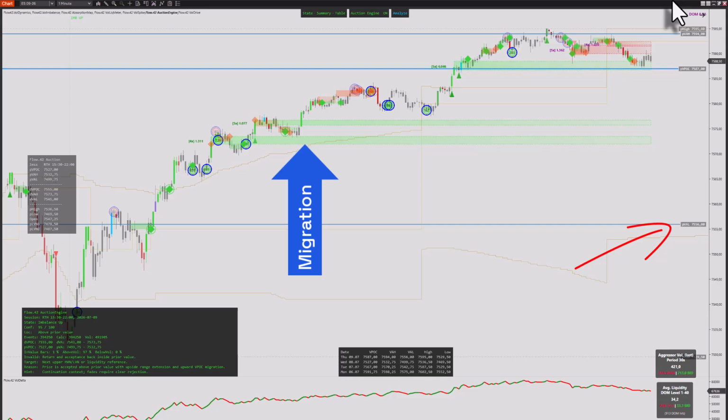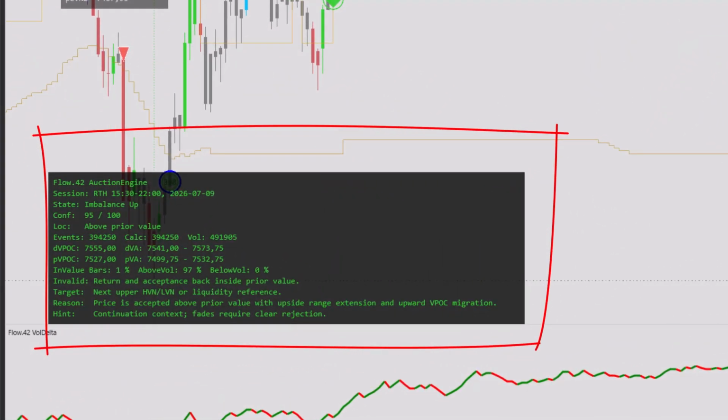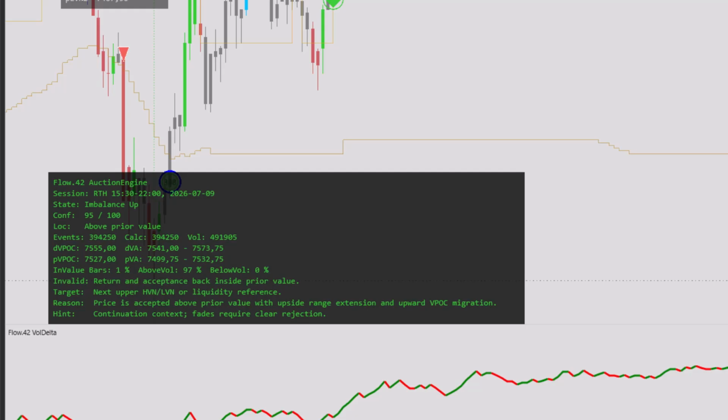And down here, the state summary says it in one line, imbalance up. Above prior value, high confidence. The market is accepting these prices. Range is extending, point of control moving up. That's the read I check every time I'm in the market.